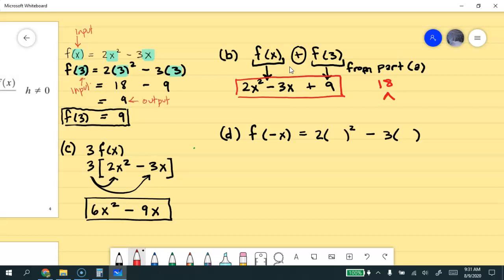And you're going to replace each one of them with a negative x. So negative x, negative x, and negative x, like that. And then you're going to simplify it.